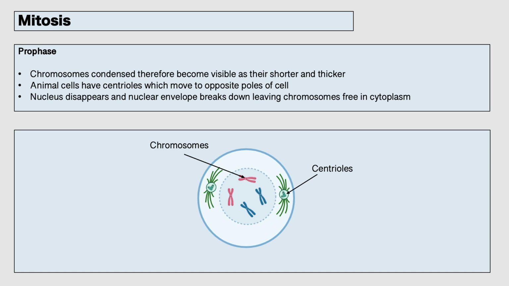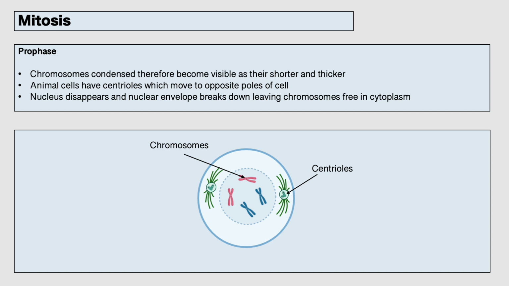Stage 1 of mitosis is prophase. The chromosomes condense and therefore become visible as they are shorter and thicker. Animal cells have centrioles which move to the opposite poles of the cell. The nucleus disappears and the nuclear envelope breaks down, leaving chromosomes free in the cytoplasm.